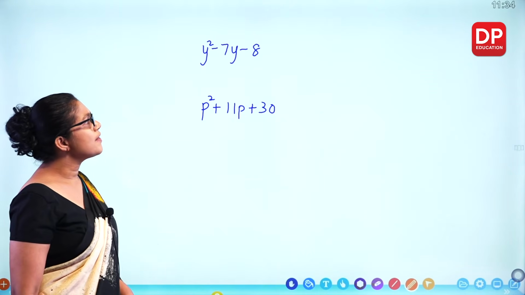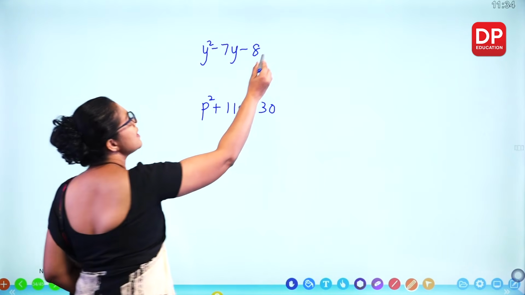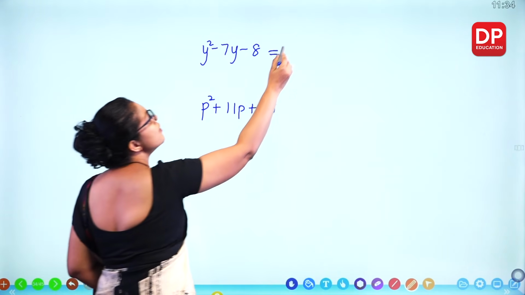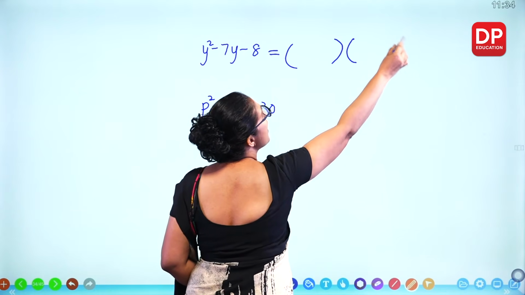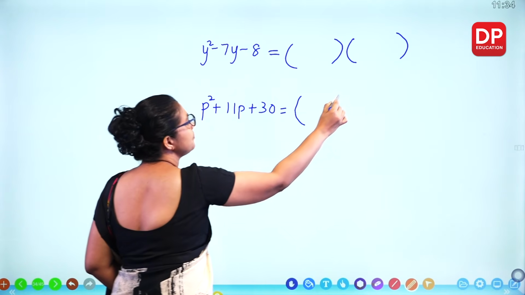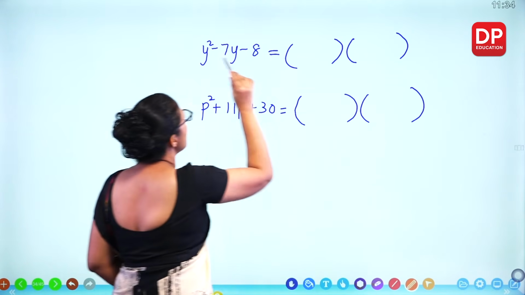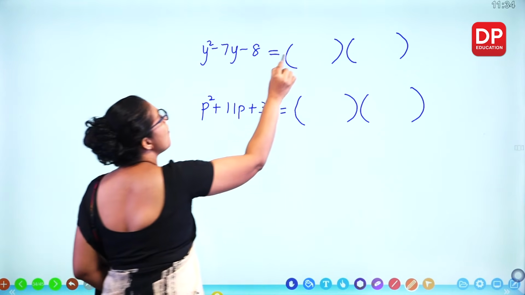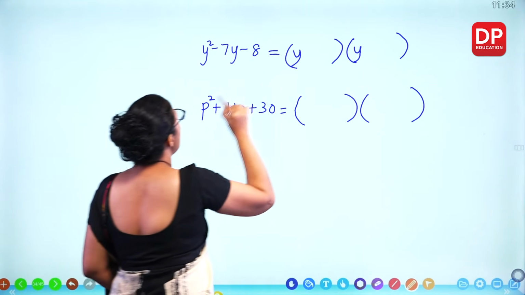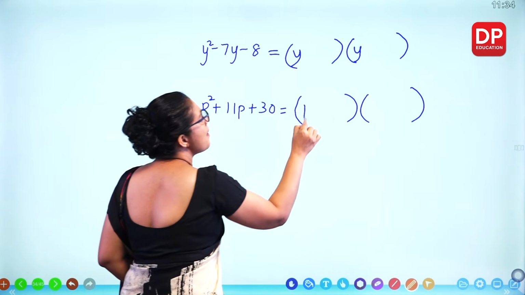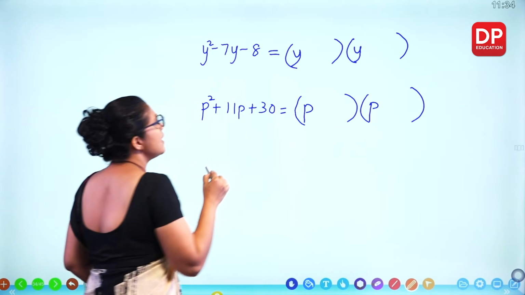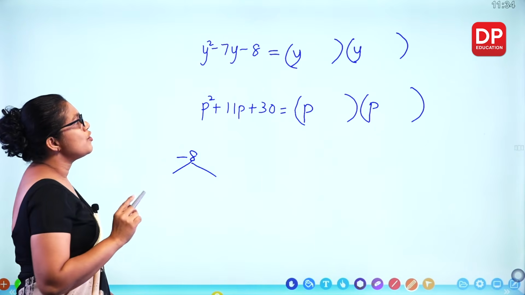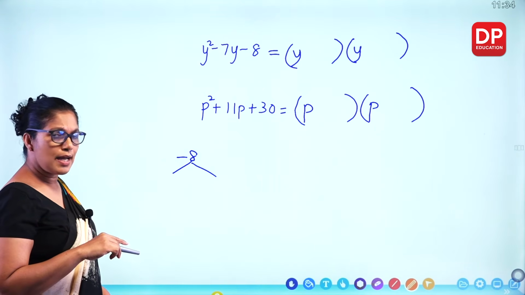Now again another one. So what's the easiest method? First look at the coefficient of the square term, that's 1. So straight away you are getting two brackets like this. Look at the square term, y squared. How do you get y squared? Y and y. How do you get p squared? P and p. Now see how you get minus 8, and when you add the factors you should get minus 7.